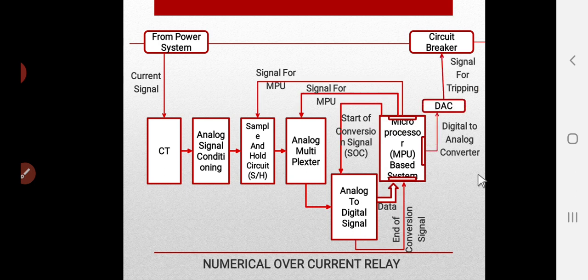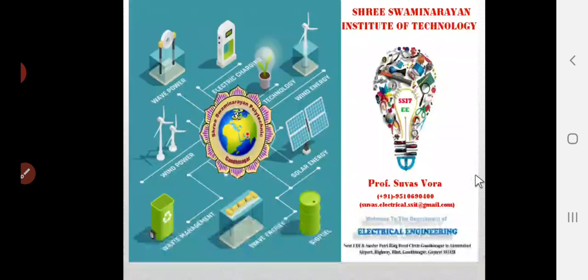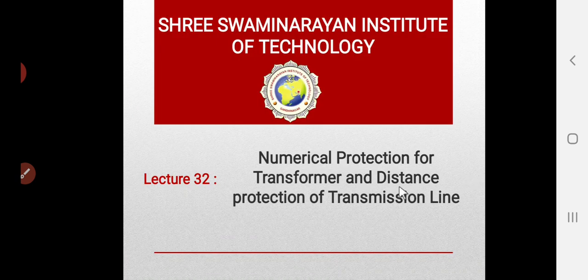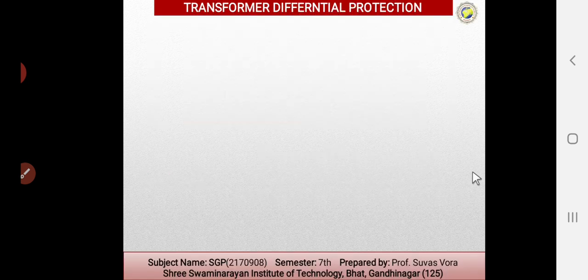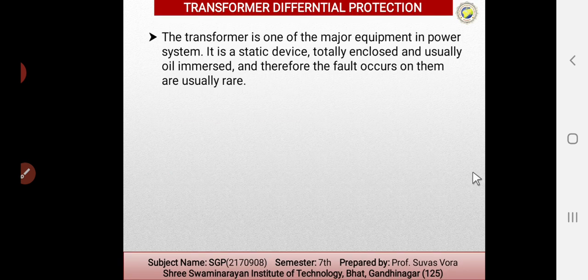Okay, so this one is the numerical overcurrent protection system. Now today's topic is numerical protection for the transformer and distance protection of transmission lines. This one is the last topic of this chapter. So numerical transformer differential protection: the transformer is one of the major equipment in the power system.